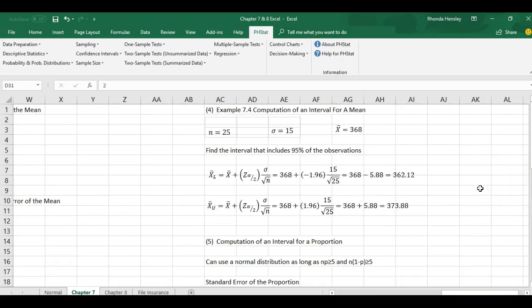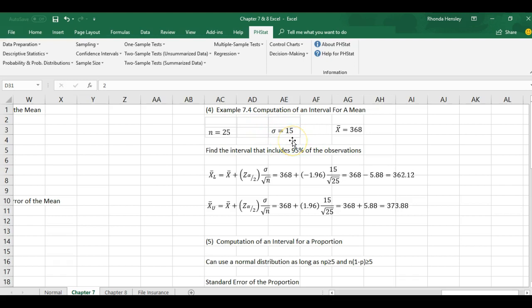Another thing, again, you did this back in chapter 6, you computed an interval for a mean. In other words, 95% of the observations, or around what values comprise 95%. So here's another example he does in 7.4. N equals 25 here.